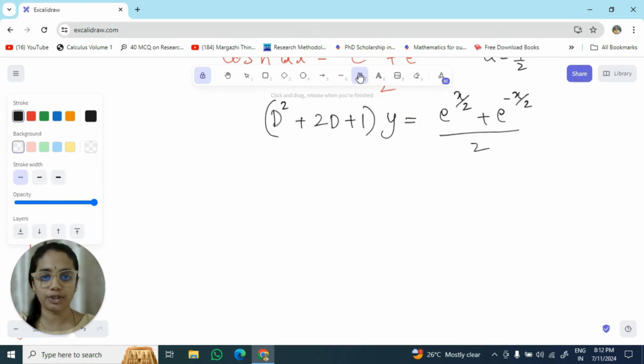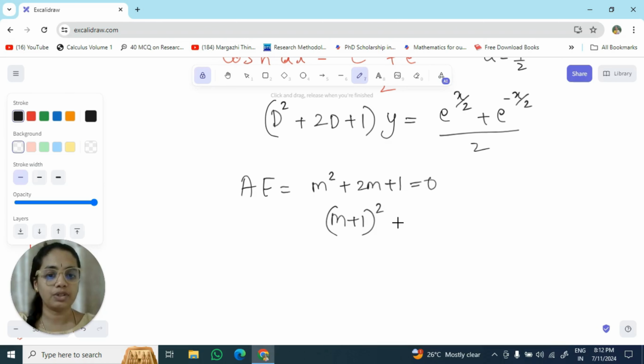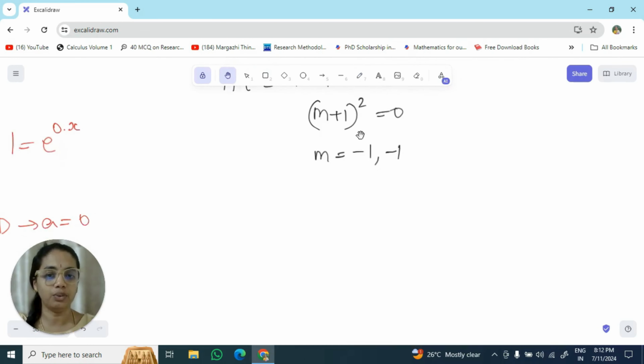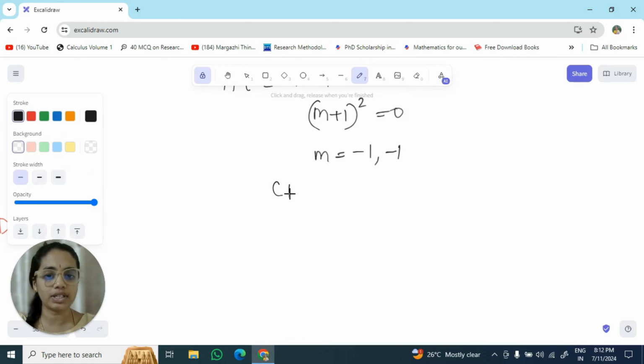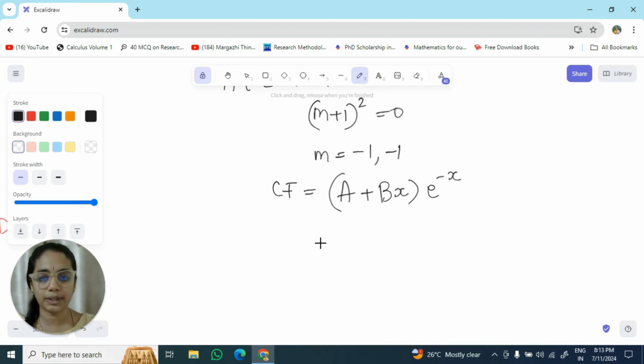Let us find the auxiliary equation for this. What would be our auxiliary equation? Very simple. M square plus 2m plus 1 is equal to 0. This looks like m plus 1 the whole square, which is equal to 0. Equate each term, we would get negative 1 comma negative 1. So what is our CF? Our CF is a plus bx, since they are same, real and equal, e power negative x.